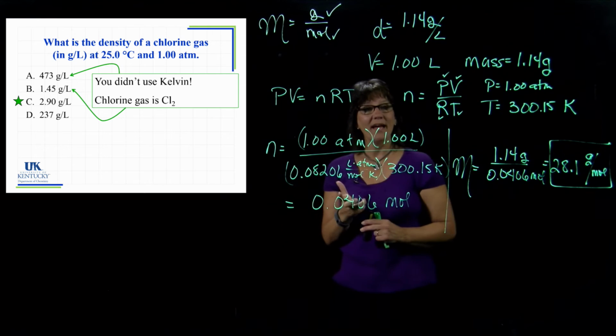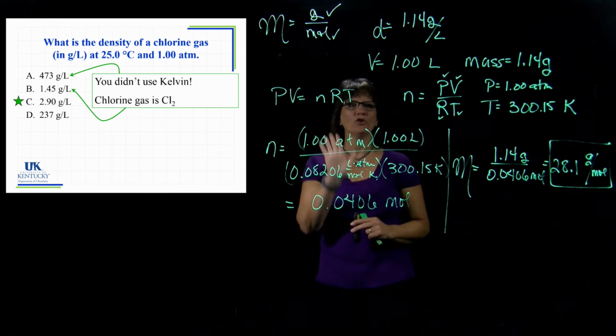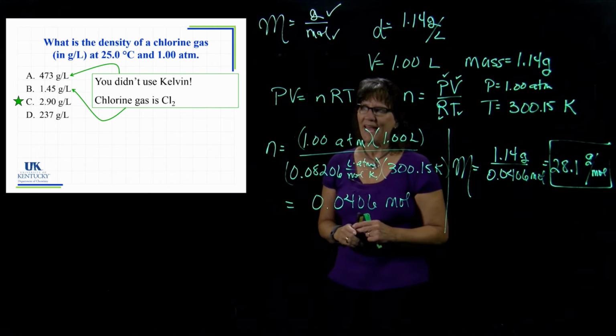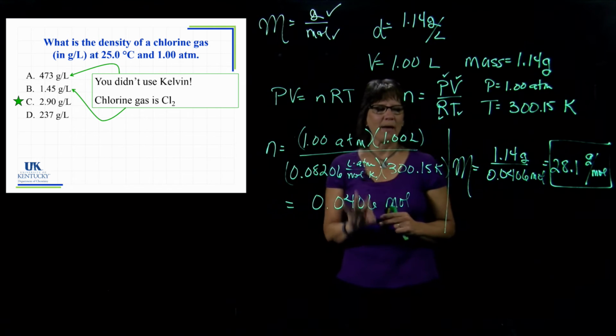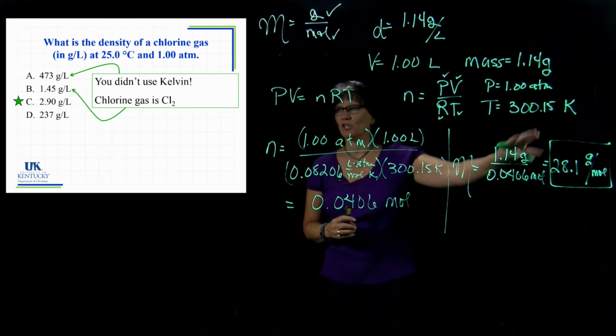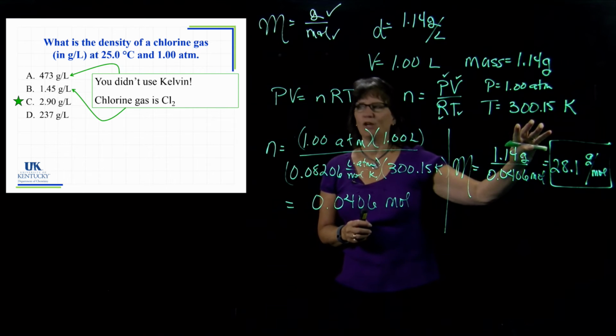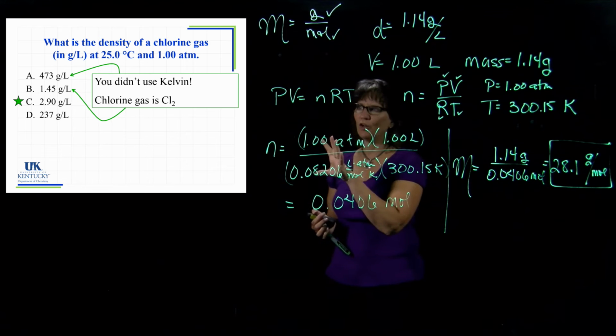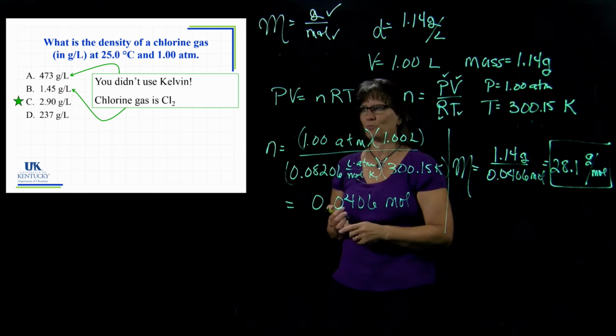Now if you got that answer, you're in great shape and you're done with this lesson if you feel very comfortable in it. If you picked A, what's likely to have happened is you forgot to do the conversion that we did here to Kelvin. It's 25 degrees Celsius. That would have been 298 Kelvin. You should have been using that for this problem.